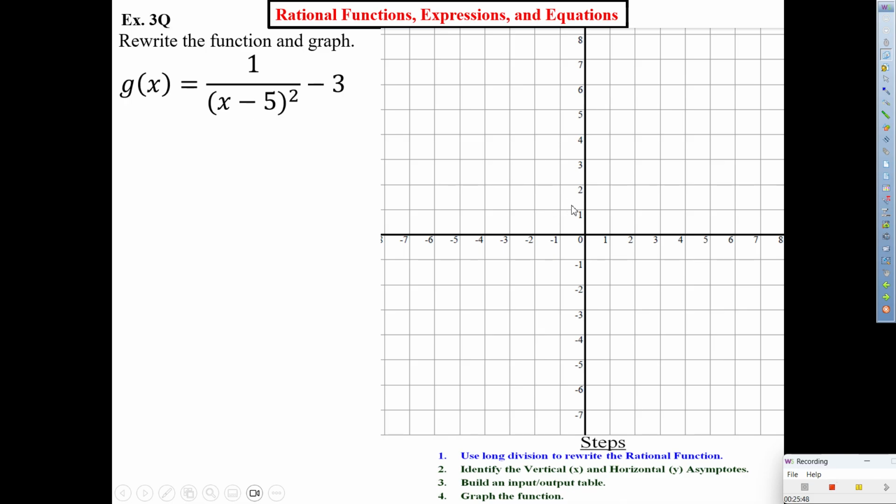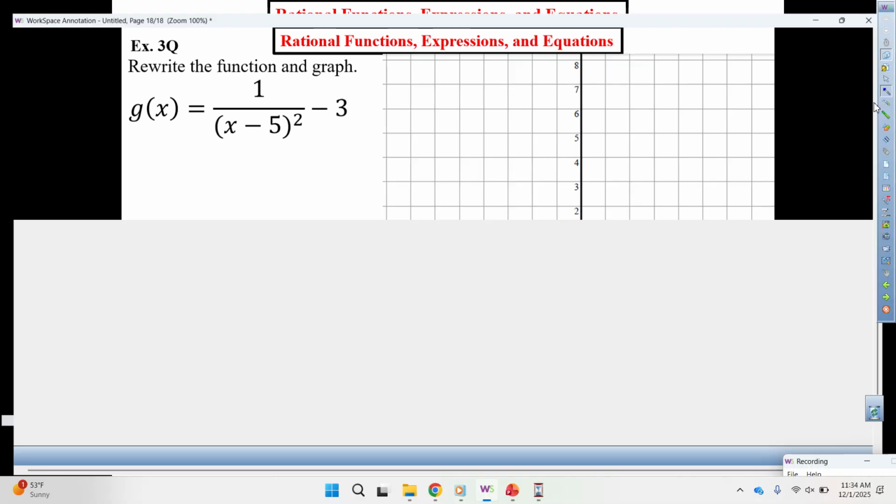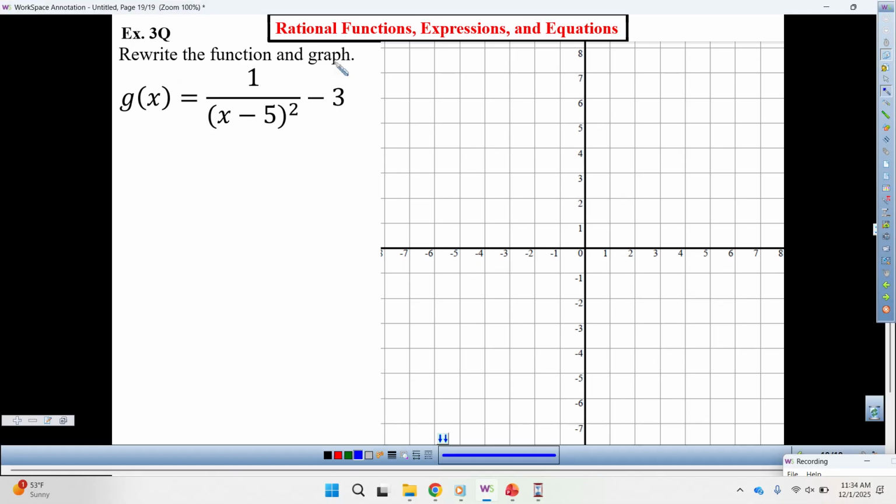So copy this one, example number 3. 3Q, my bad. Says, rewrite the function and graph g of x equals 1 over x minus 5 squared minus 3. The small one. All right. So right away, what do you guys notice on this one? That it has a what on the denominator? The exponent. Is that correct? So that means we're going to graph f of x equals 1 over x squared.